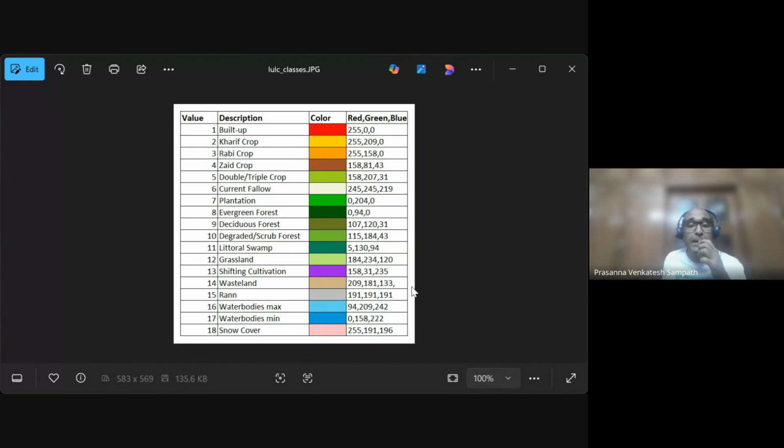So this gives you the different land use types for the different colors that are seen on the map. When you click on a particular location, it will tell you what is the value. So the values go from 1 to 18. Try to pick a location which is not in the middle of a forest. For example, number 8 is evergreen forest, or number 9 is deciduous forest. So you don't want to pick a location which is in the middle of a forest.